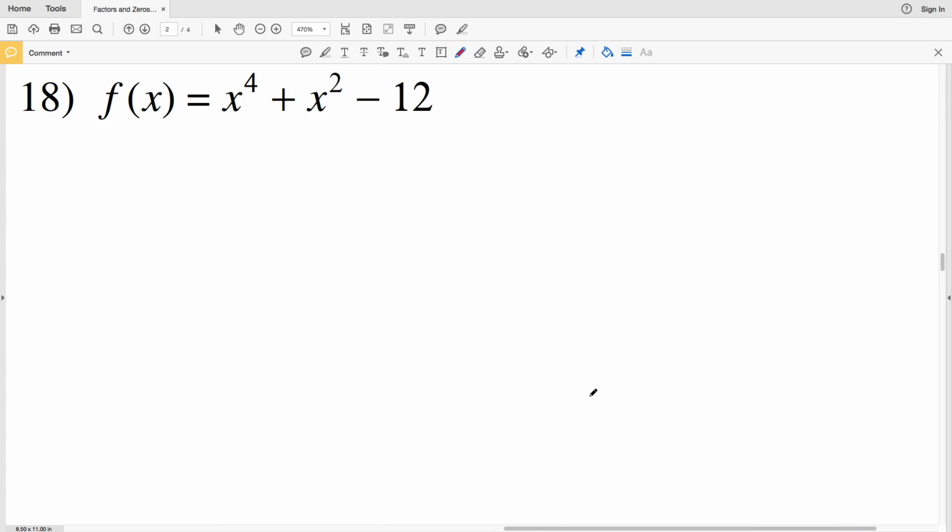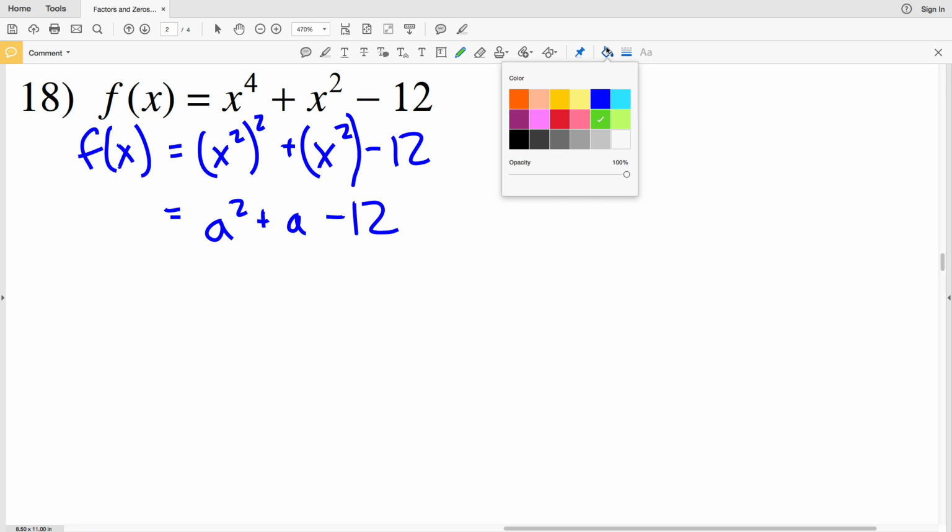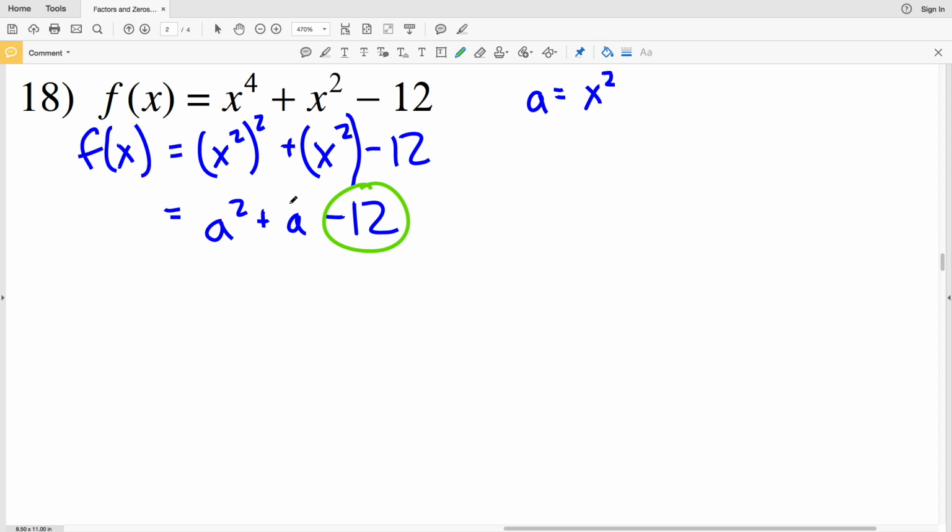In number 18, we're going to be using the same concept. So we're going to write f of x as x squared squared, that's equal to x to the fourth, plus x squared minus 12. So we're going to have a equal x squared, and we'll write this as a squared plus a minus 12. Now I need to see what two numbers multiply to give me negative 12 but add to give me a positive 1, since it's 1 times a, or plus 1a.